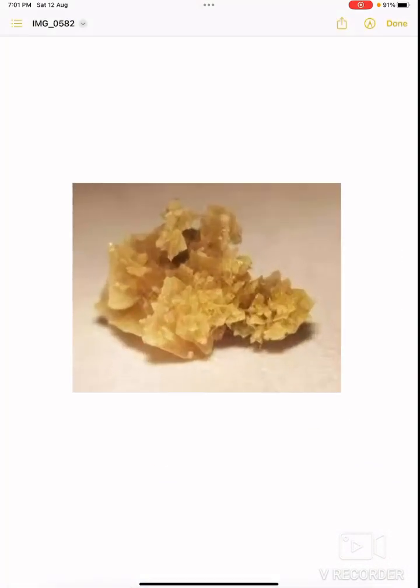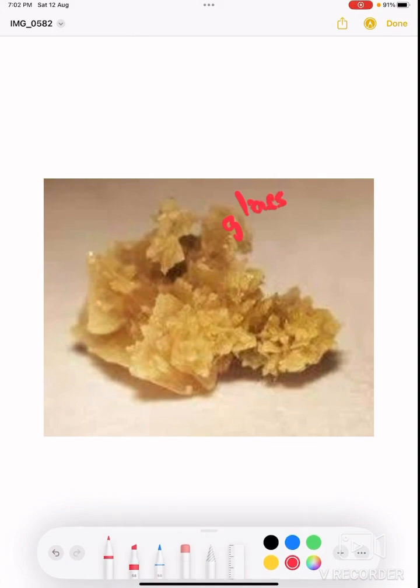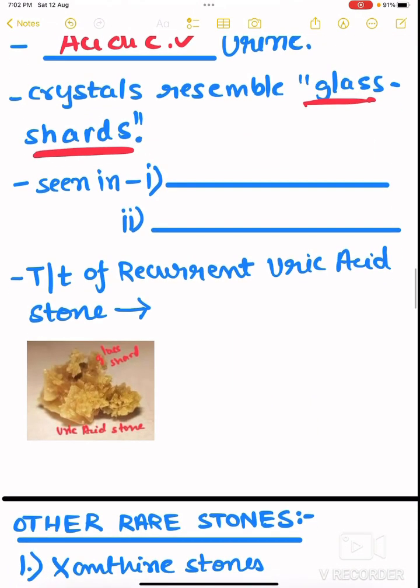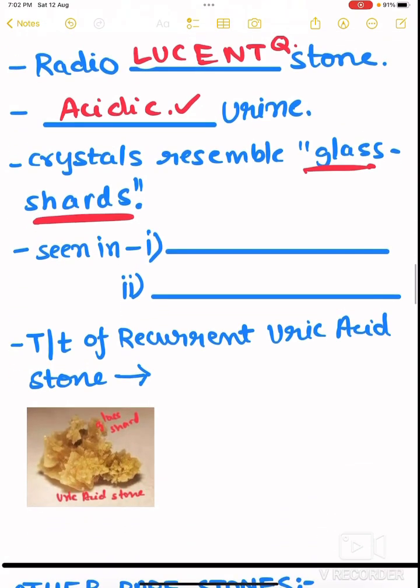See over here, this is the shape. This is called glass shard, seen in uric acid stone. Okay, so where you will generally see this type of uric acid stone, wherever uric acid will increase. When does uric acid increase in our body? In gout. And next one is tumor lysis syndrome.